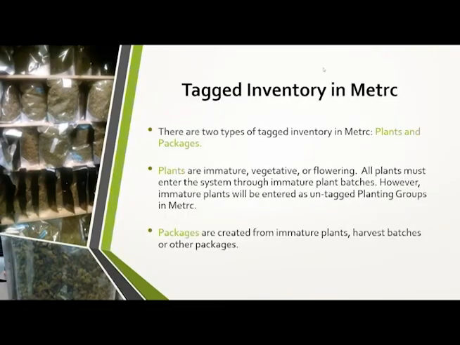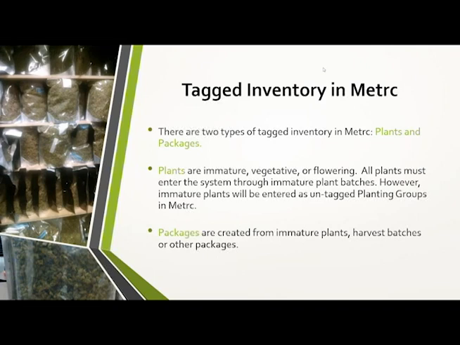So, tags and tracking. There are two types of tags in Metrc: plants and packages. Plants are immature, vegetative, or flowering. They all must be entered in as immature plant batches at first. We do not tag at the immature plant level, which we'll get to in a second when we get into the plant's functionality.